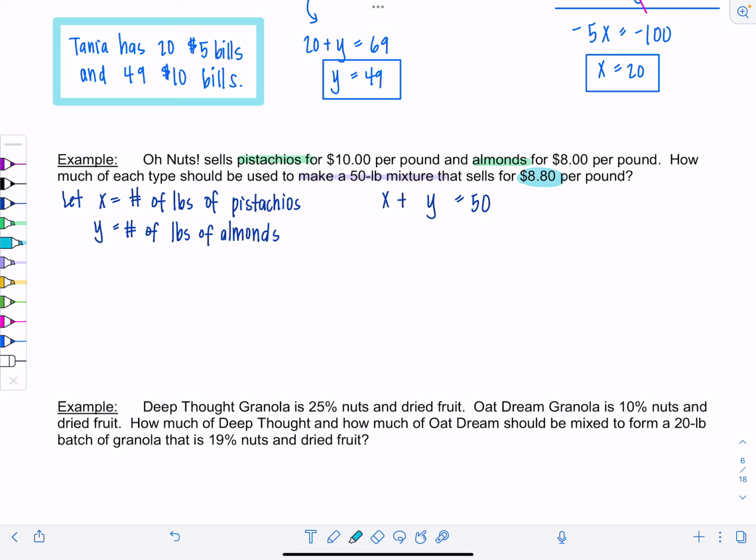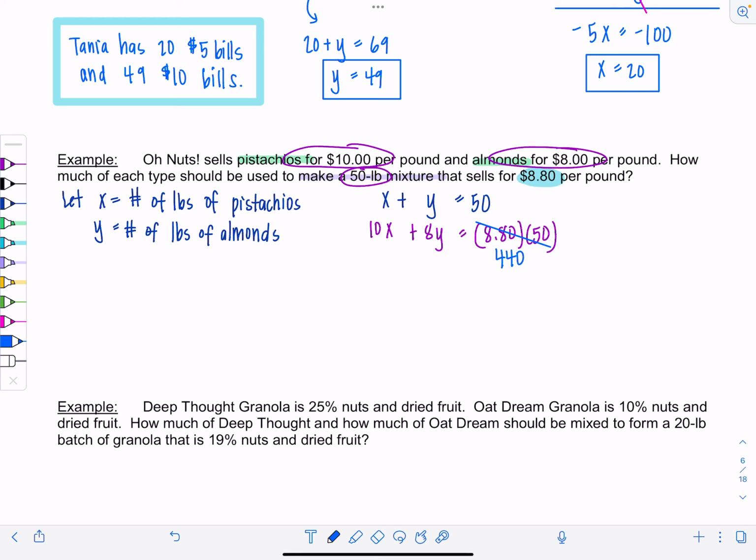And then it tells us that the mixture is going to sell for $8.80 per pound. Okay, so hold on. This is what's going on. Pistachios are 10 per pound, so the value is going to be 10 times X, however many pounds there are. Almonds are 8 per pound, so you've got 8 times Y. No, this doesn't equal 880. It's 880 per pound. And how many pounds are we making altogether with this mixture? 50. So it's going to be 880 times 50 on the right-hand side. Do you see? Okay, good. So we've got 10x plus 8y equals 880 times 50, which is 440.